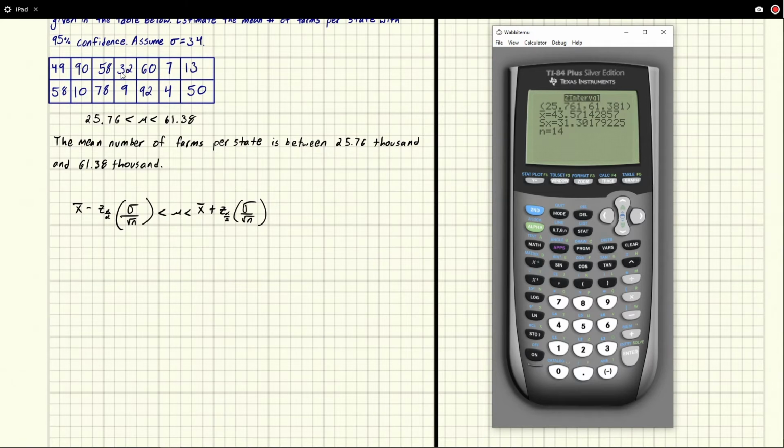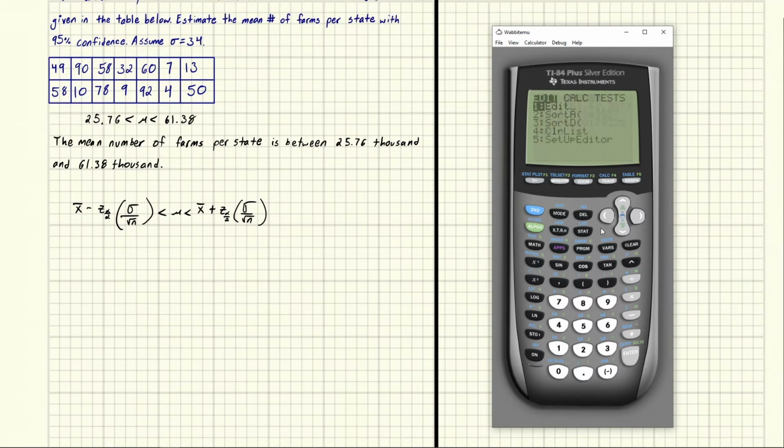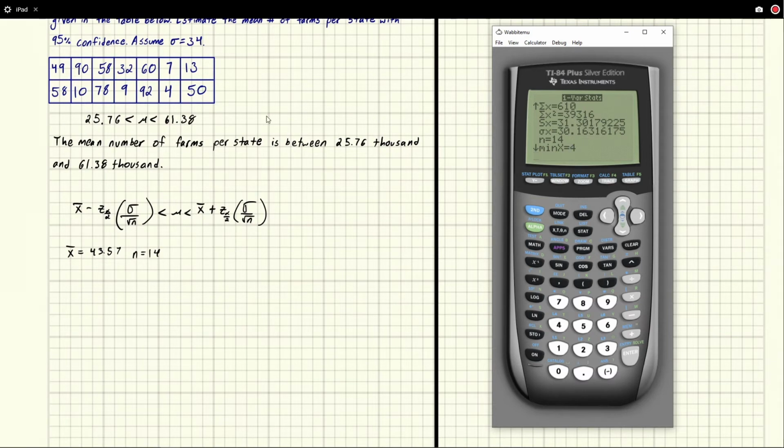Or you could come in and simply go to stat and one var statistics under calculate. So we're going to do that because that's just faster. We've already got our numbers in list 1. And we hit calculate, and it gives us our mean. So we have a mean of 43.57. You might do a couple more decimals of accuracy. And our n is 14. I like to verify it just so that it all matches up.